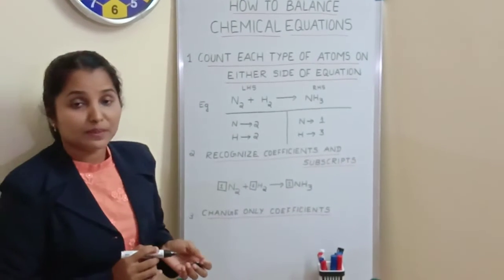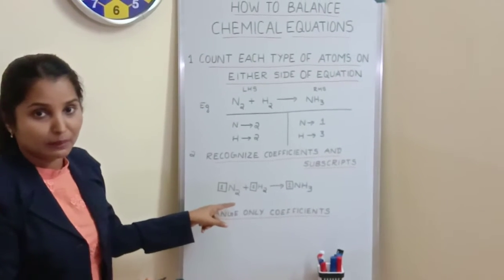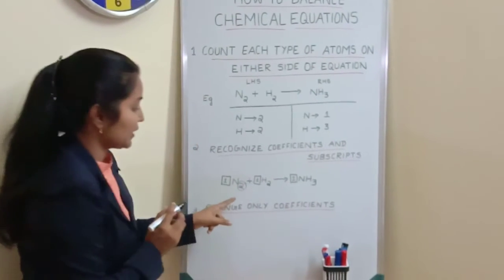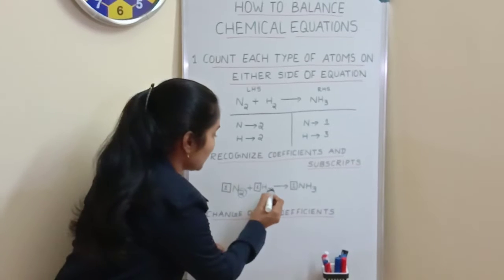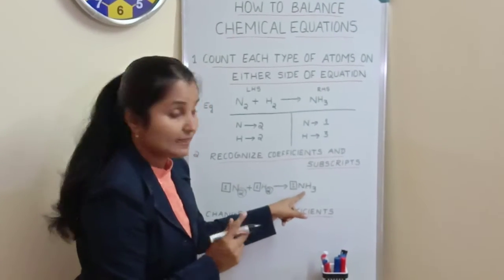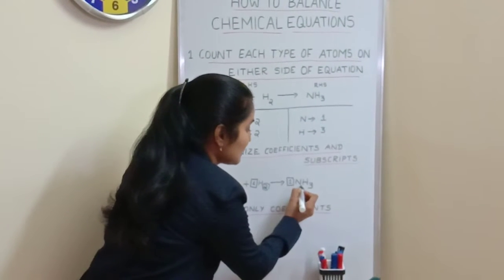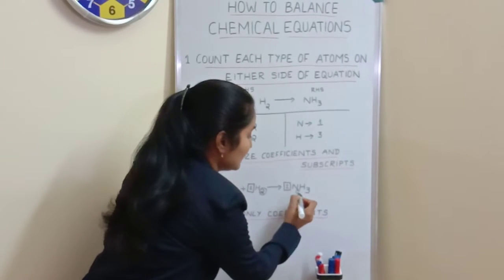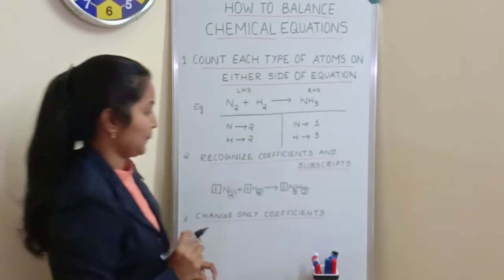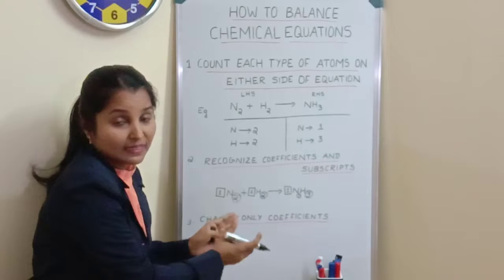And what is a subscript? Subscripts are those numbers or values that appear after the atom. Here this is the subscript. For nitrogen, 2 is the subscript. For hydrogen, again 2 is the subscript. And for nitrogen here there is no subscript shown. That means we should assume that its subscript value is 1. And here the subscript is 3. Okay, so you could recognize which is the coefficient and which is the subscript.